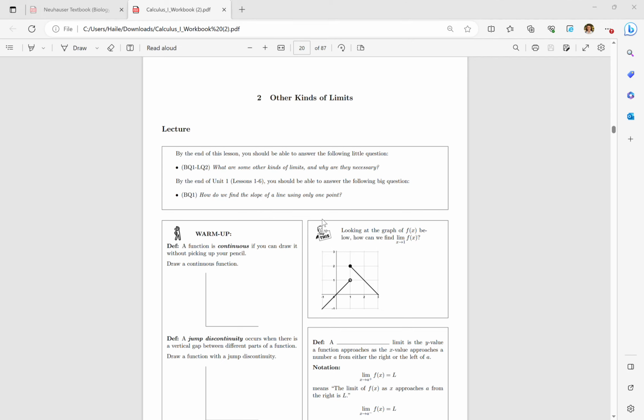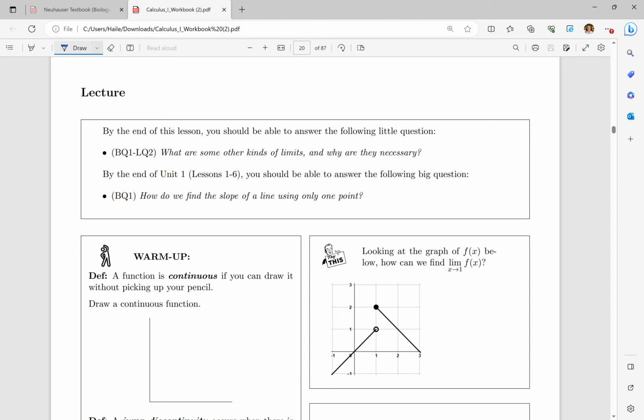In this video, we're going to talk about other kinds of limits. If you remember, in the first video, we talked a bit about secant and tangent lines, and then we finished up lesson 1 with an introduction to limits. By the end of this lesson, you should be able to answer the following little question: What are some other kinds of limits and why are they necessary?